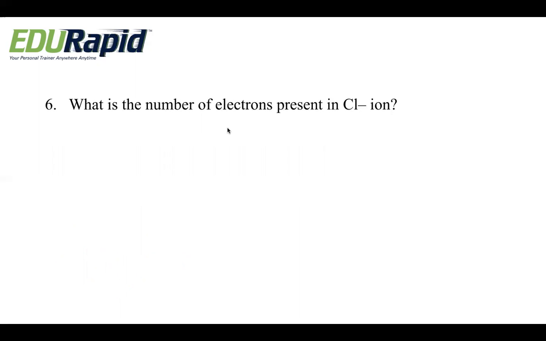What is the number of electrons present in the Cl minus ion? I told you already, whenever it is a minus, it is a gain of electron. So what is the atomic number of chlorine? Very good, Hemant, 18, right answer. The chlorine atomic number is 17. So it is a gain of 1 electron. So the total is 18.